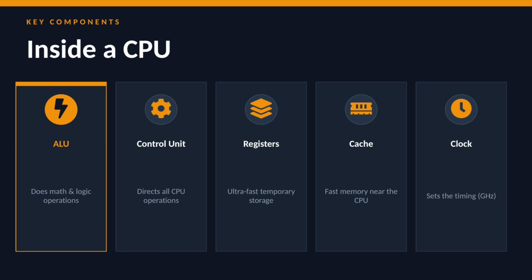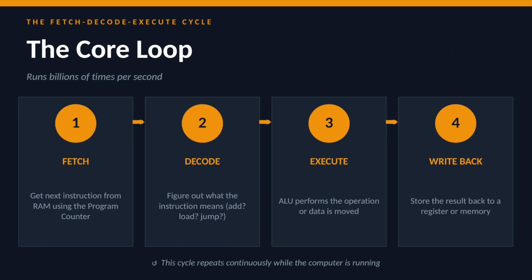Fourth, cache. This is memory that is much faster than RAM and sits very close to the CPU. And fifth, the clock. This works like a timer that sets the speed of the CPU, which is measured in gigahertz. Now, this is the most important part, the fetch, decode, and execute cycle.